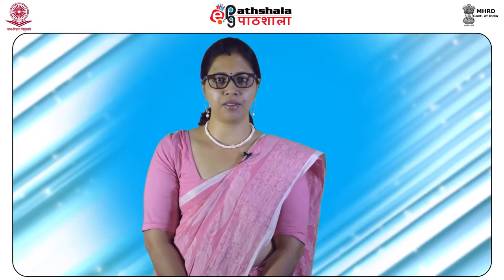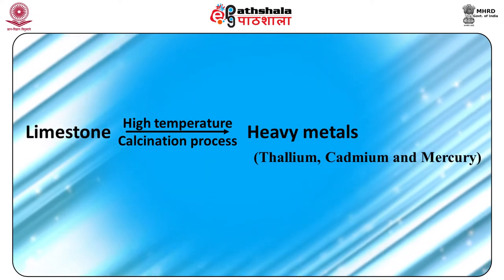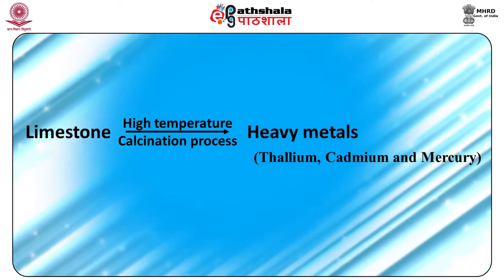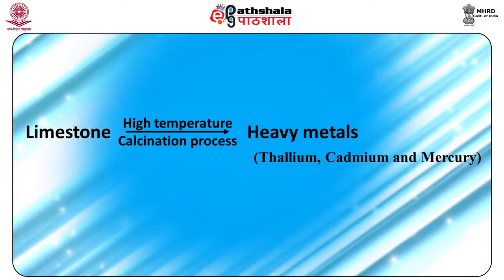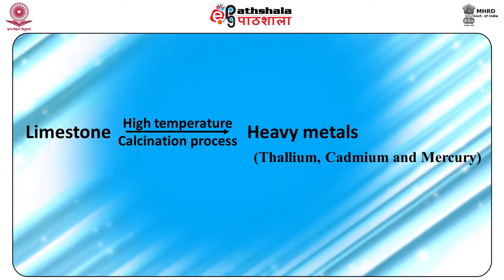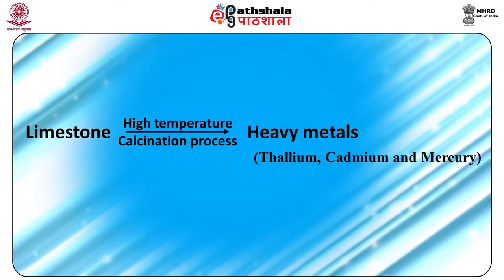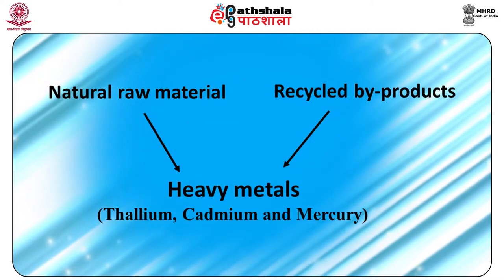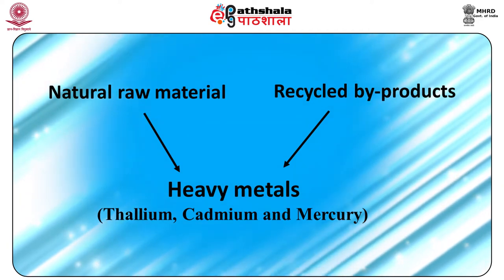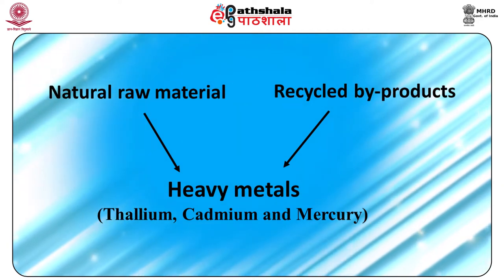The second problem associated with the cement industry is the presence of heavy metals. The high temperature calcination process of limestone releases volatile heavy metals such as thallium, cadmium, and mercury, which are very toxic. The presence of heavy metals arises both from natural raw materials and from the use of recycled byproducts.